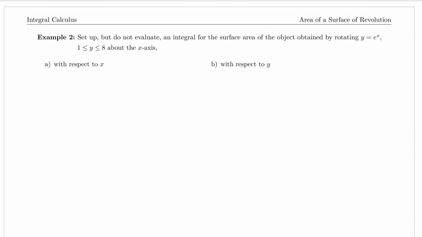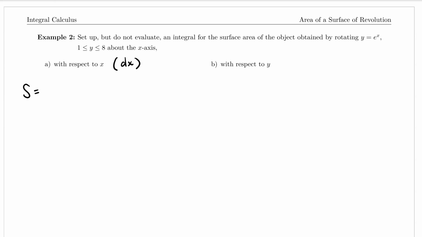Example 2 says set up but do not evaluate an integral for the surface area of the object obtained by rotating y equals e to the x about the x-axis, where y is between 1 and 8. And part A, it says with respect to x, so let's go ahead and set up our integral.